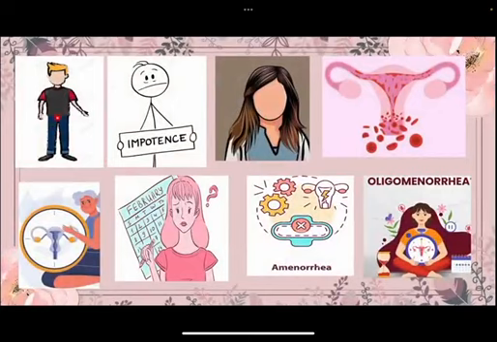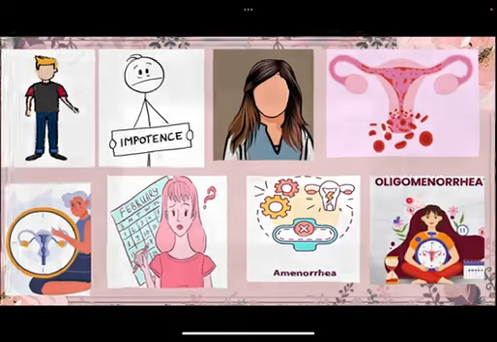In male, lack of thyroid hormone decreases libido and excess causes impotency. In female, lack of thyroid hormone causes menorrhagia, that is excessive menstrual bleeding, polymenorrhea, that is frequent menstrual bleeding, irregular menstrual bleeding, absence of menstrual bleeding, that is amenorrhea. Oligomenorrhea is seen in case of hyperthyroidism and decreased libido is seen in case of hypothyroidism in female.